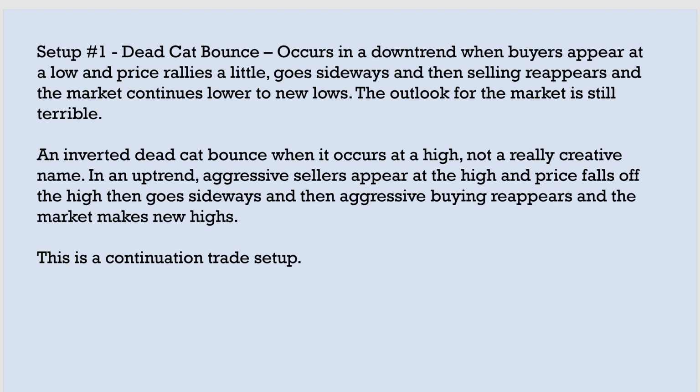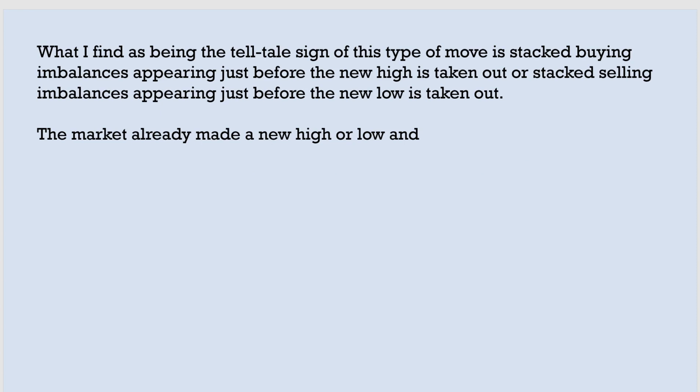Now we've all heard that, we've all watched TV and heard commentators say, oh, this is a dead cat bounce, and they're expecting the market to go lower. Now what I find as being the telltale sign of this type of move is stacked buying imbalances appearing just before the new high is taken out, or stacked selling imbalances appearing just before the low is taken out, and the market has already made a new high or low, so it's coming back, right? It already made the high. It starts bouncing up a little bit, and then you see another round of selling. So it made a new high or low, established, and circles back to test it.